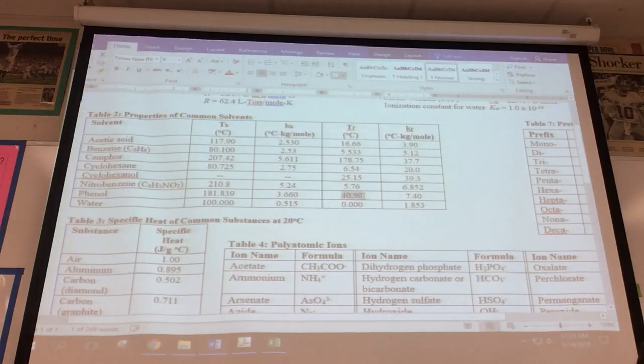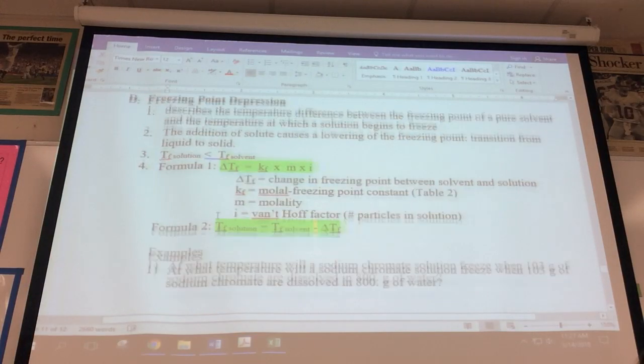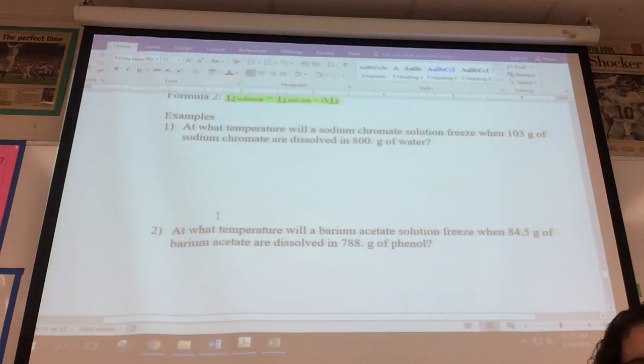Phenol freezes at 40.90 degrees Celsius. Its KF is 7.40 degrees Celsius per molal. So today we're going to be using these last two columns here for the freezing point of the solvent and the molal freezing point constant. Other than that, you're going to work through these problems very similar to what we did yesterday. Let's take a look at these two examples. We'll work the first one together, and we'll see if you can work the second one on your own.